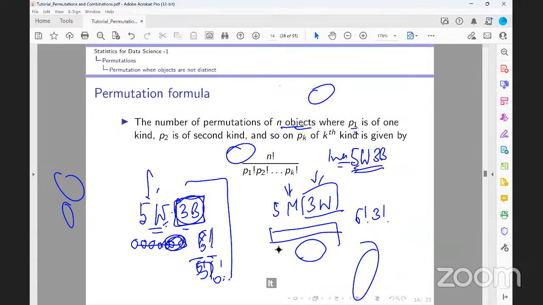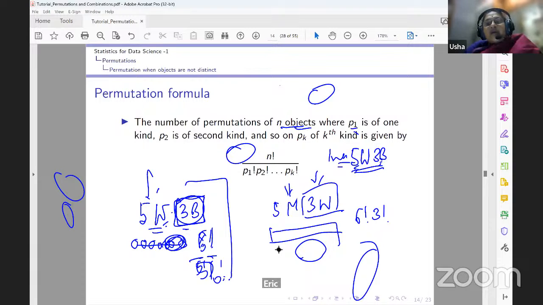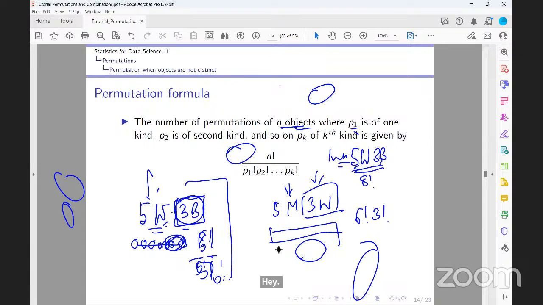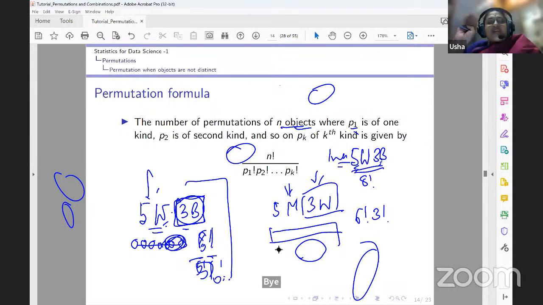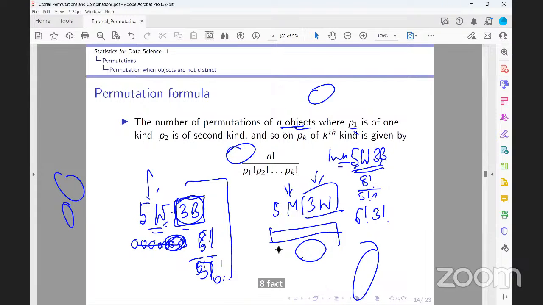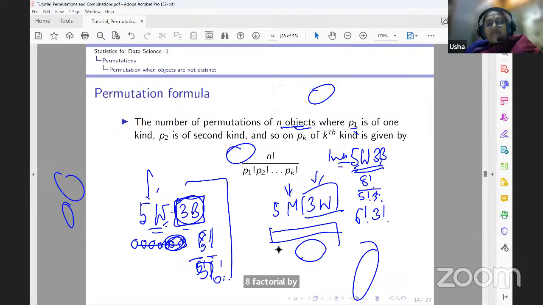8 beads, where 5 are of one kind and 3 are of the other kind. How many ways can I do it? 8 factorial upon 5 factorial into 3 factorial. Let the person who asked the question answer it, because I'm addressing that doubt. Yeah, 8 factorial by 3 factorial into 5 factorial. Is this clear? Yes, ma'am.